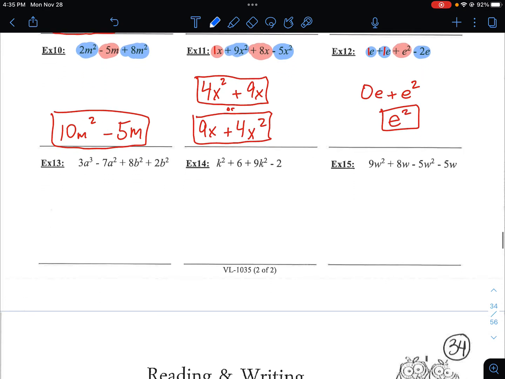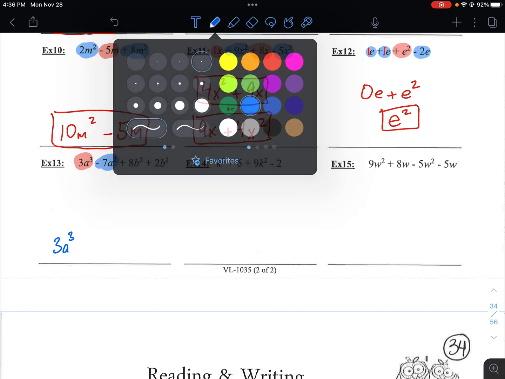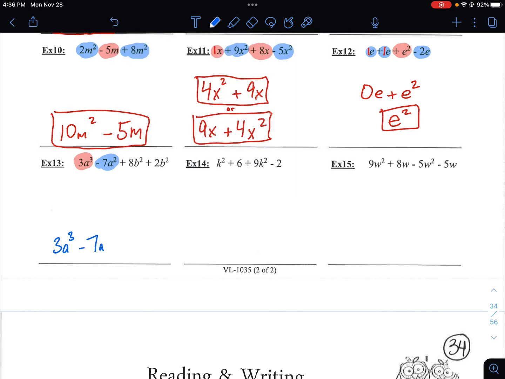All right, number 13, 14, 15, only 3 more. So let's do 3a to the third power. Any a to the third powers? A cubed. This is a squared, b squared, b squared. Nope. So 3a to the third power. Let's do another highlighted color. Let's do blue. I have minus 7a squared. Any other a squares? No other a squares. This is b squared, and this is b squared. Different variable, so you cannot combine it. So that's just minus 7a squared.